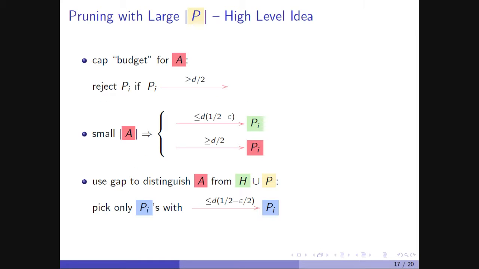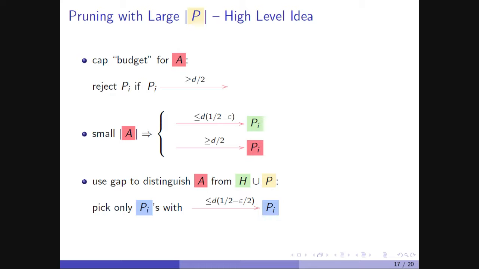So, a very high-level idea about how to prune in the case of large P. We define a budget of possible accusations for the active players by just rejecting everybody who complains too much.